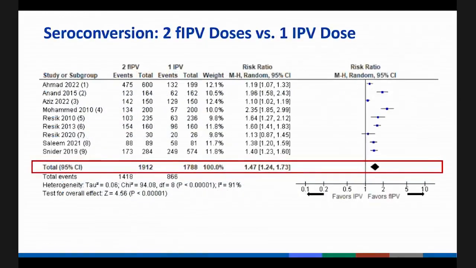So first, I'm going to show you comparisons between 2 fractional doses and 1 full IPV dose. Overall, 2 fractional doses were associated with higher rates of seroconversion compared to 1 full dose of IPV. Infants receiving 2 doses of fractional IPV were 1.5 times as likely to seroconvert compared to infants who received 1 full dose of IPV.